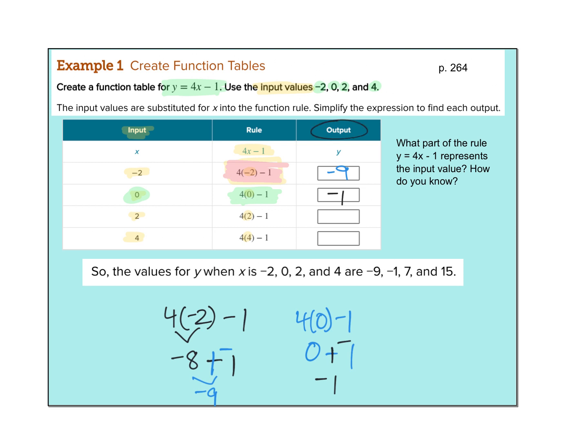Okay, you try the bottom two. Pause the video and push play when you have your two outputs.